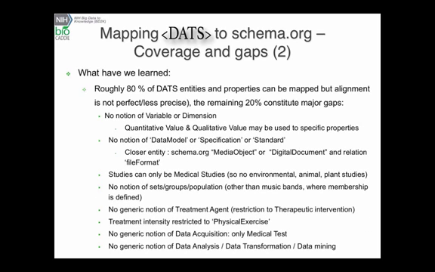Additionally, as we pointed out, the DATS contains two elements, the core and the extensions, and the extensions really allow you to have a more granular view and representation of elements revolving around study and study design and variables and things like that. And what we found out is that dimension and variable is absent from schema.org. So that's again something that we need to address.